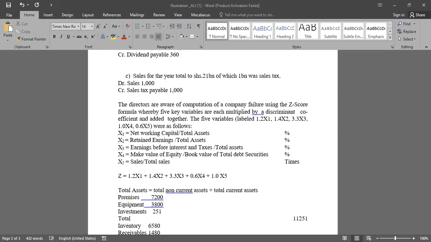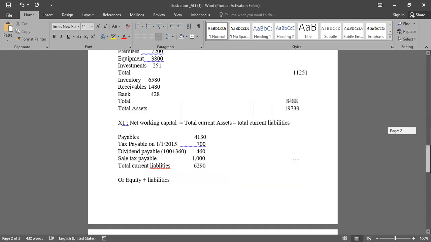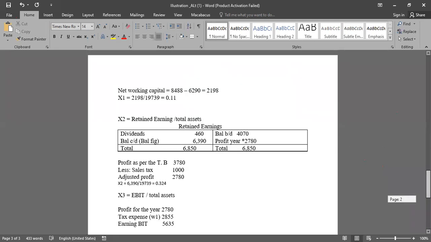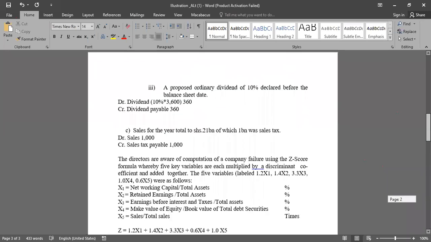Someone should confirm and give me the value, the 884, book value of total debt securities. Sum of the market value price. How much is the share currently? Because the information was not given in this question.